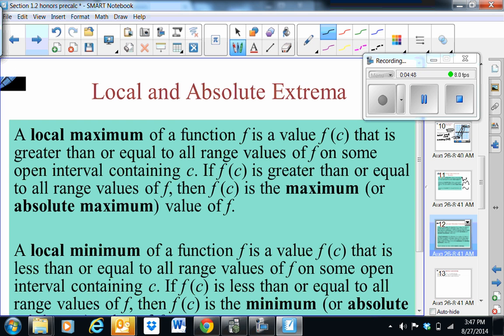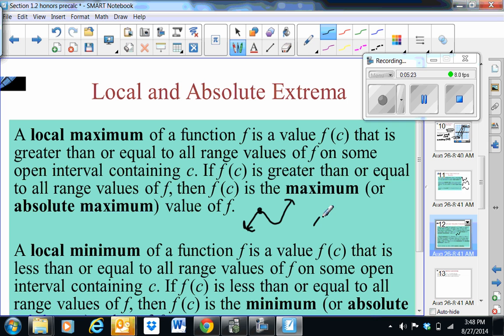Local and absolute extrema. A local maximum of a function is a value f of c that's greater than or equal to all range values of f on some open interval containing c. So if we want to talk about a local maximum, let's just say I go with this function that looks something like this. So if we're talking about a local maximum, right here we have part of our function that on an interval actually reaches a higher point and then it starts decreasing again. That would be a local maximum.